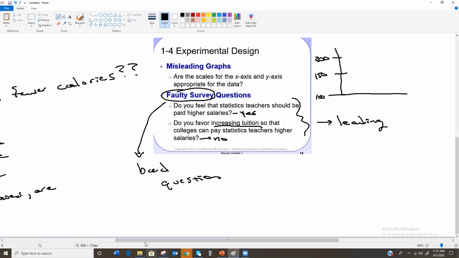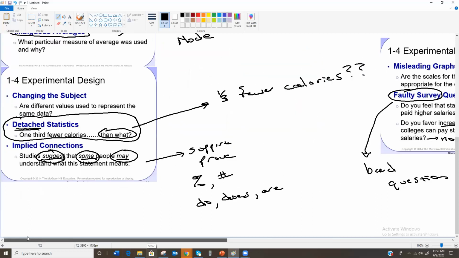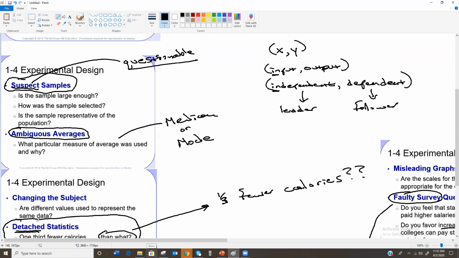Now, if you compare that to what we talked about up here, the suspect samples, that's when you have a questionable sample. So people will get those mixed up, the faulty survey question and the suspect samples. The difference is a faulty survey question is a bad question. Suspect samples is a questionable sample.